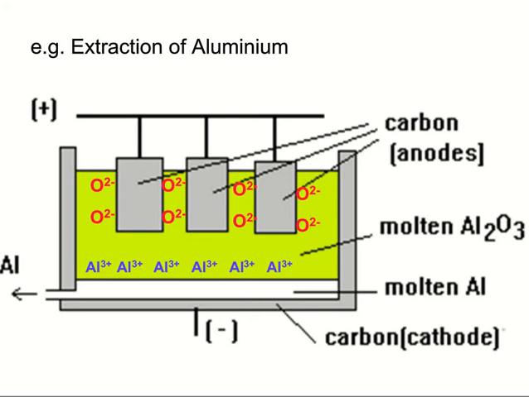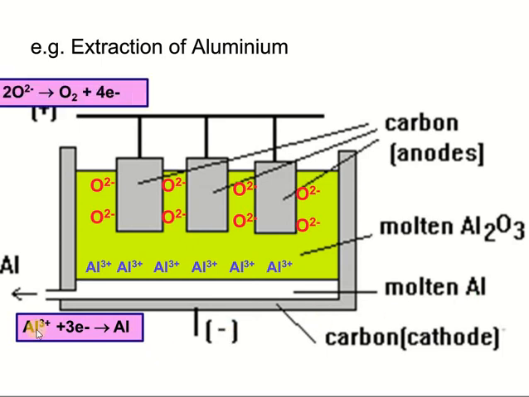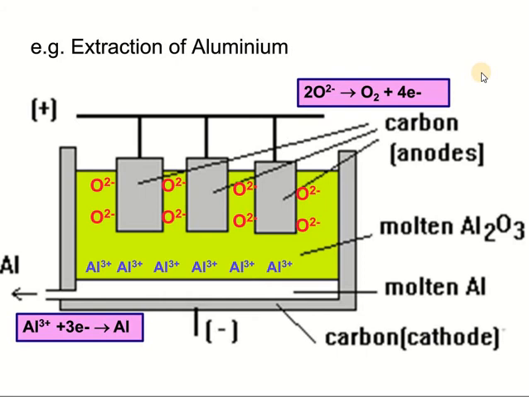Aluminium is collected at the bottom of this tank. Molten Al2O3 is the electrolyte with conductive materials. Carbon cathode, molten aluminium collected. This is the aluminium reduction equation. This is the oxygen gas at the anode.